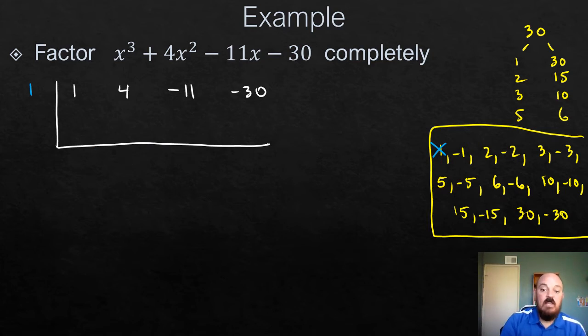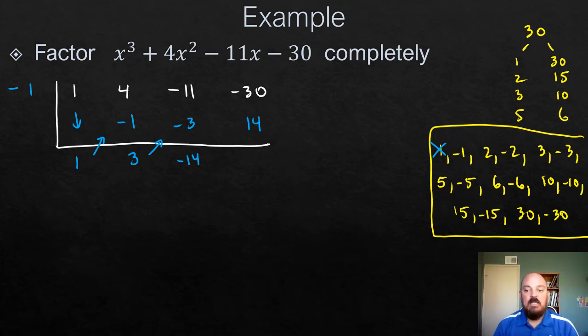And let's try the negative one. Like I said, for me, I like to just go in order. So we drop the 1 down. This time we're multiplying by negative 1. Negative 1 times 1 is negative 1. Add, you get 3. Negative 1 times 3 is negative 3. Add, you get negative 14. Negative 1 times negative 14 is positive 14. Add, and you don't get 0. So we're going to throw the negative 1 out and try again.